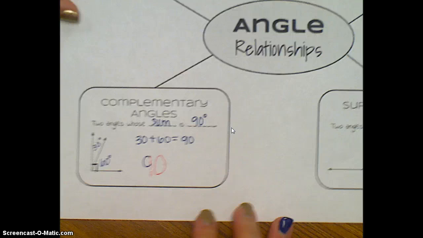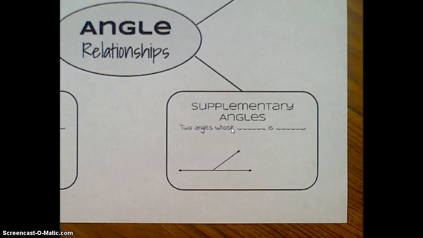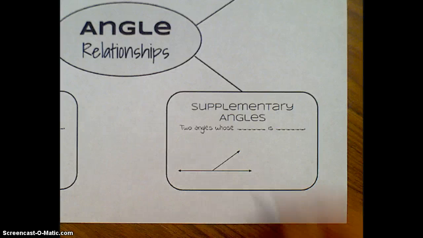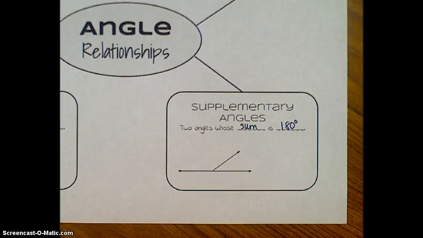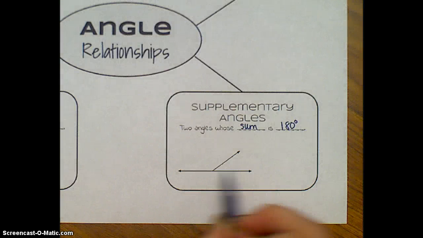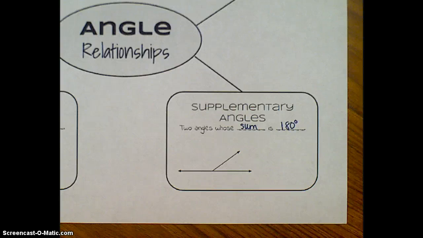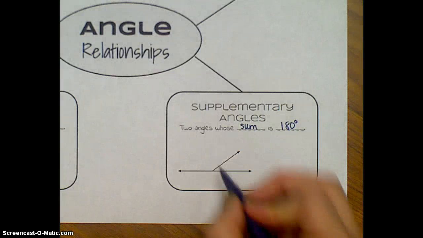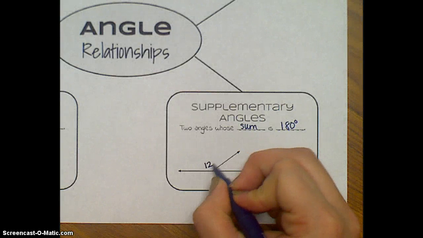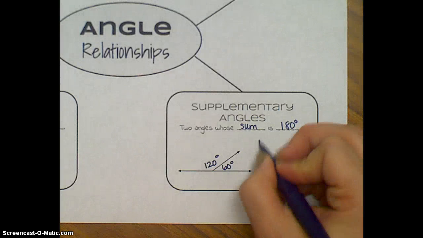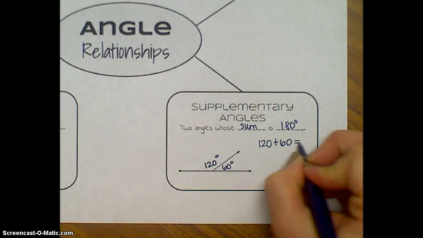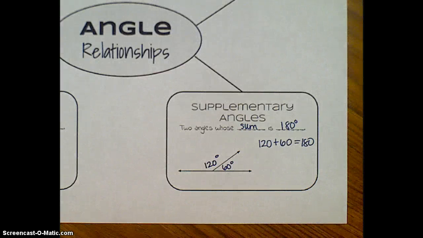Alright, moving over to supplementary angles. Supplementary angles are two angles whose sum is 180 degrees, which right here we have, it's called a straight angle because it makes a straight line, and straight lines are also 180 degrees. So these two angles, if this one is 120 degrees, then that would make this one 60 degrees. And these are supplementary because 120 plus 60 equals 180.